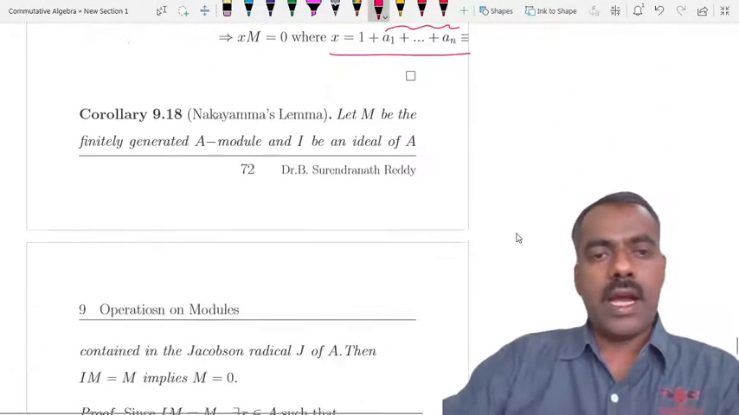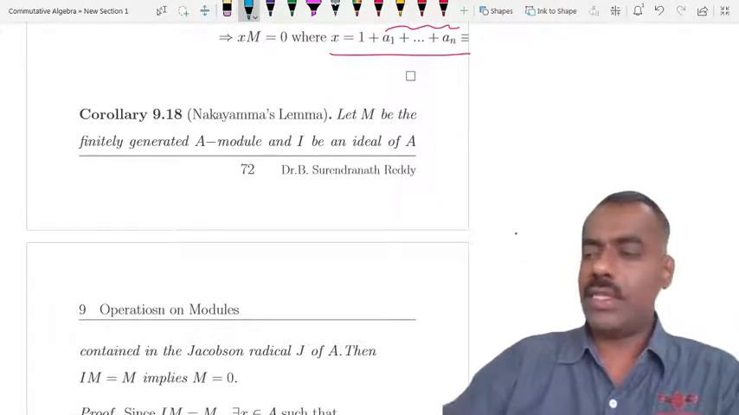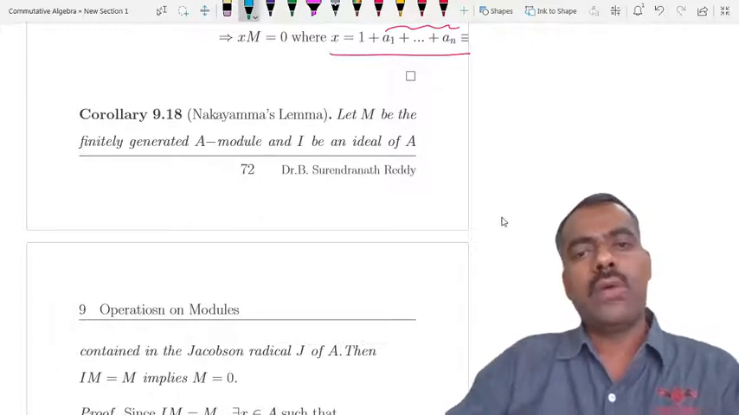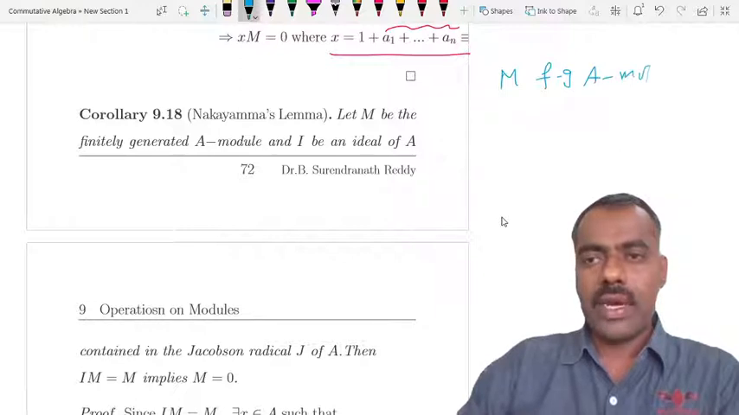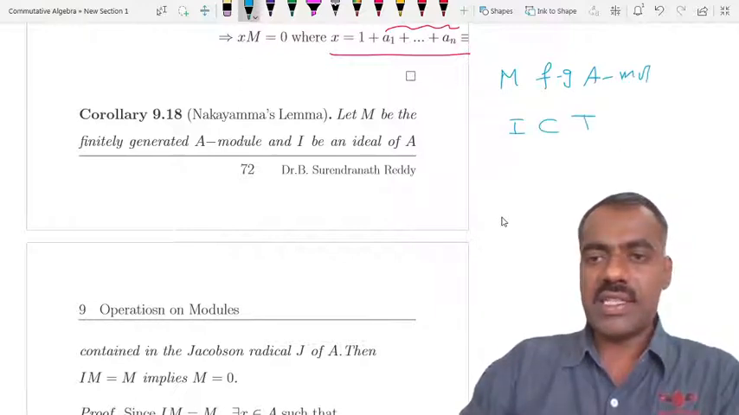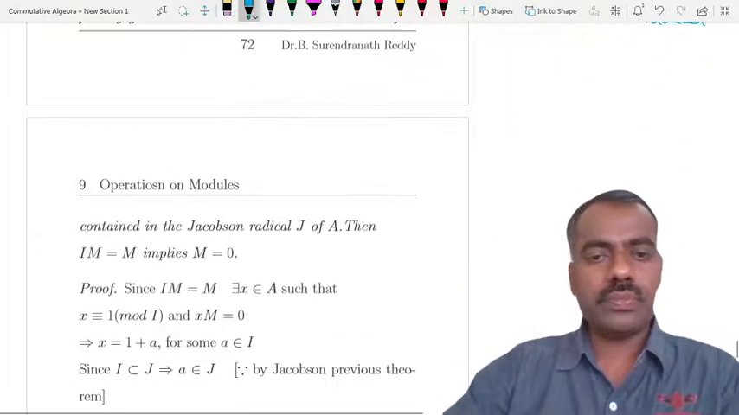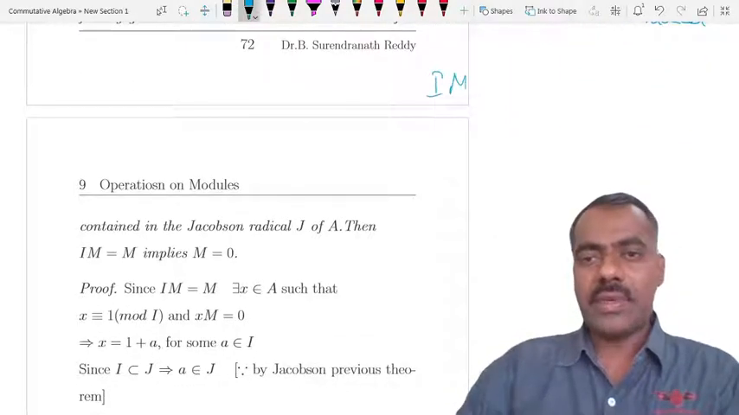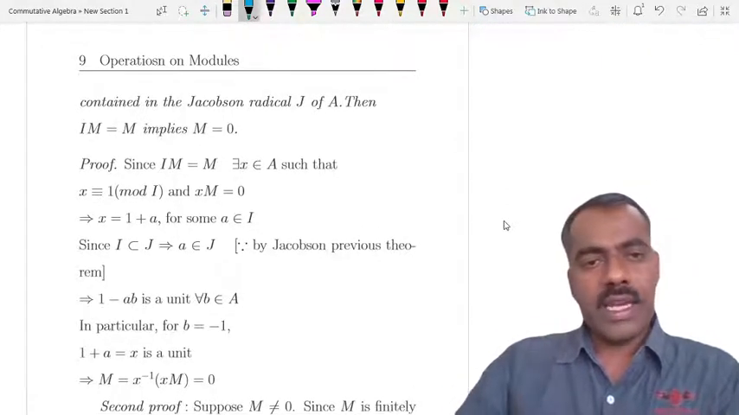One interesting result is called Nakayama's lemma. We can prove this using this result. What it says is that if you take M a finitely generated A-module and I an ideal which is contained in J, where J is the Jacobson radical, then whenever I times M is equal to M, M has to be 0. The only possibility is that M should be equal to 0.